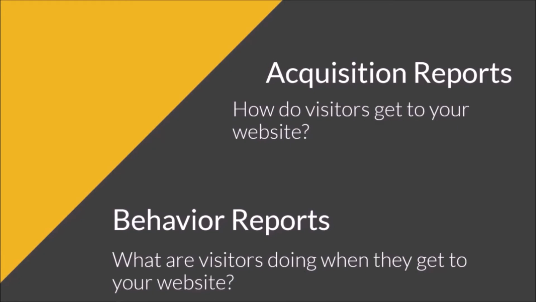Two other report types that you'll see are acquisition reports, which indicate how users got to your website. Did they come through from a social media link? Did they search for you in Google? Or did they just directly know your URL and go from there? Behavior reports give you insights into what visitors are doing when they get to your website. Are they going to one page and leaving? Are they navigating to multiple pages? What pages are people viewing the most frequently? Those will be in your behavior reports.